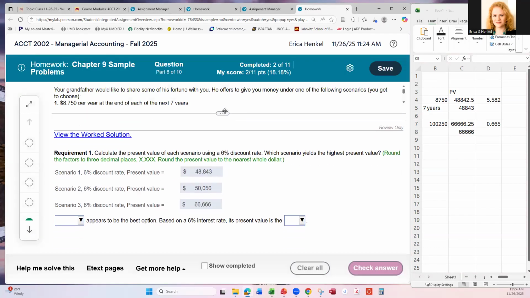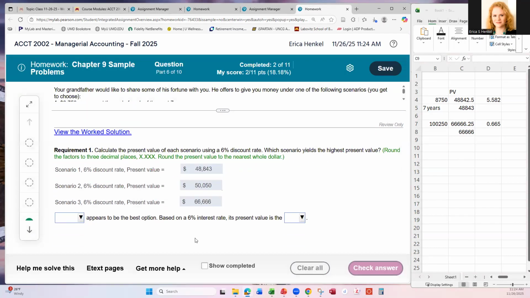Okay, so go ahead then. Actually, we'll do the second part in a second here, but which one of these is worth the most money? That's the one that we would pick. So it appears to me that scenario 3 is the best option because it has the highest present value.